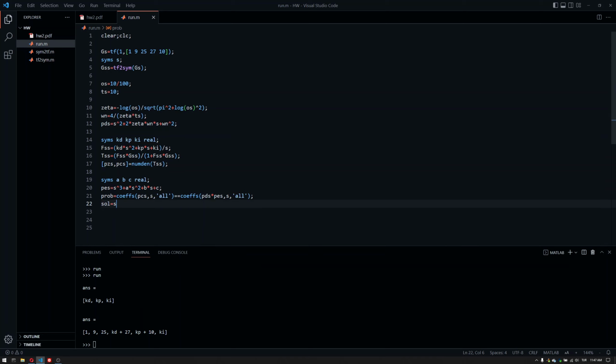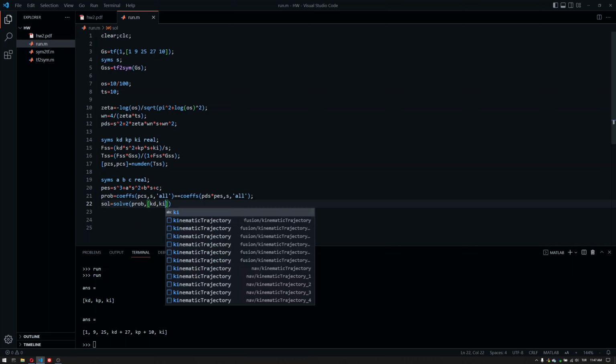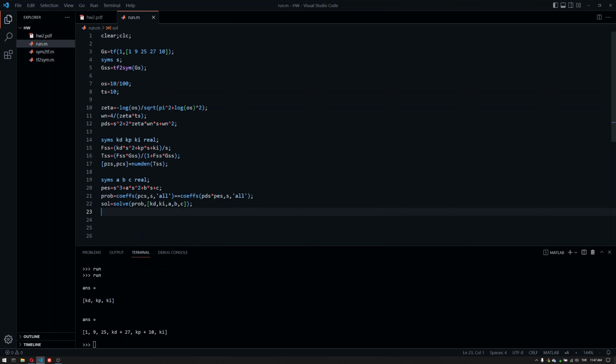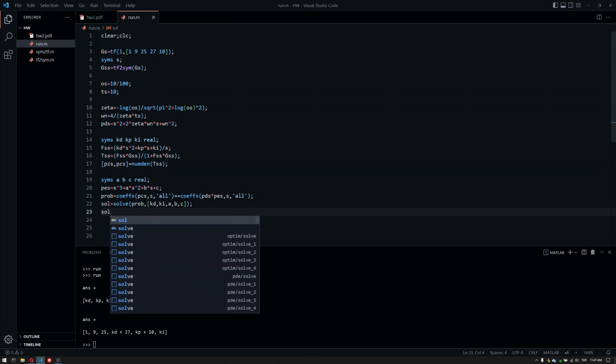So, when we are solving it, we are going to say, okay, this is the problem. These are the parameters that I'm interested in. Let's have KD, KI, A, B, and C. So KP is my free parameter in this case. And let's see what the result is going to be.